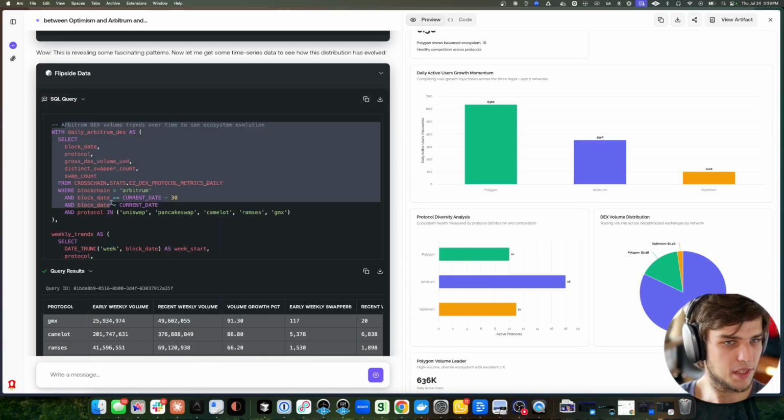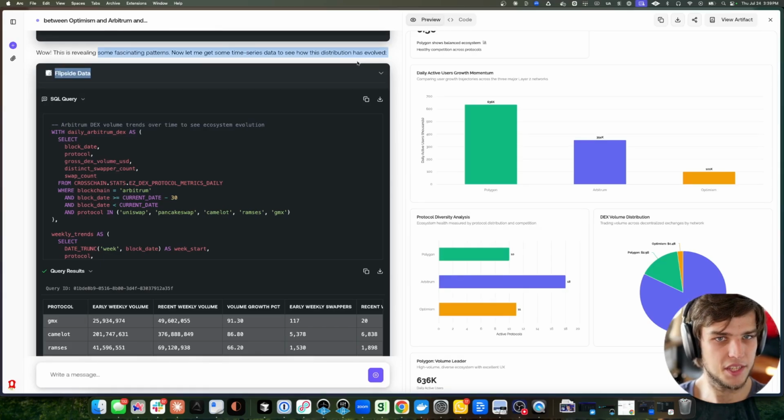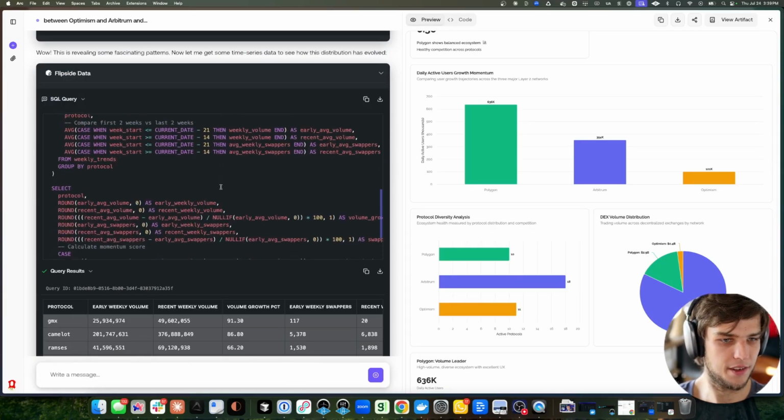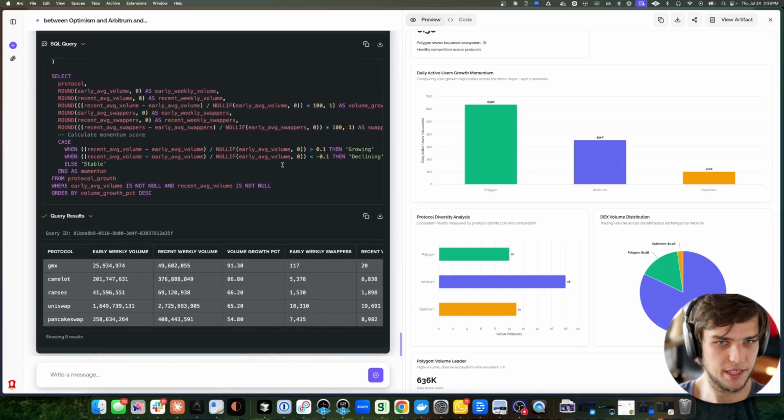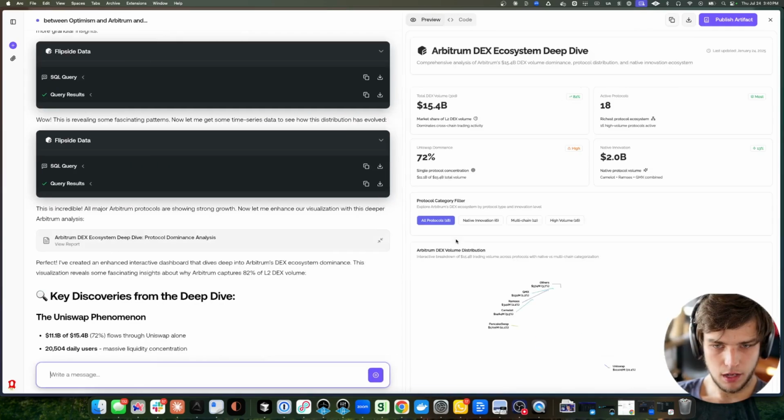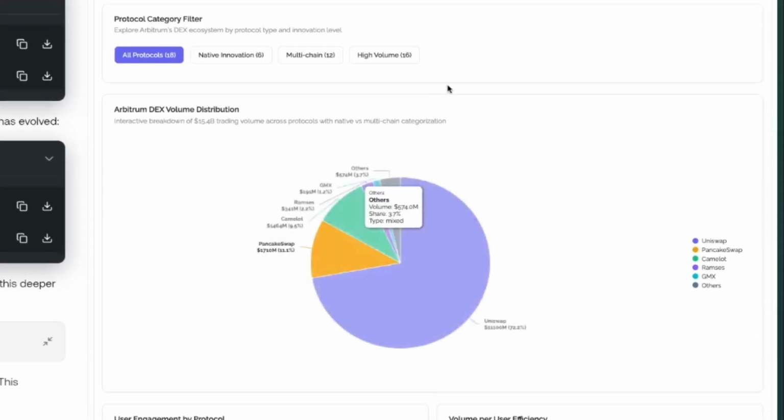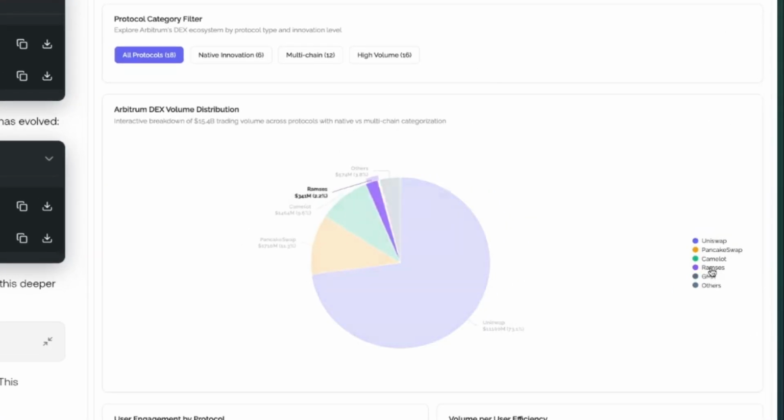Interesting. Now it seems like it's getting a time series for some protocols in particular that I must have found interesting that we need to pay attention to. It's going to see if it's growing or declining, or if it's stable. All right, let's open up the new one. Oh, we got a much more detailed chart here. I can click things, and they appear and they don't appear.